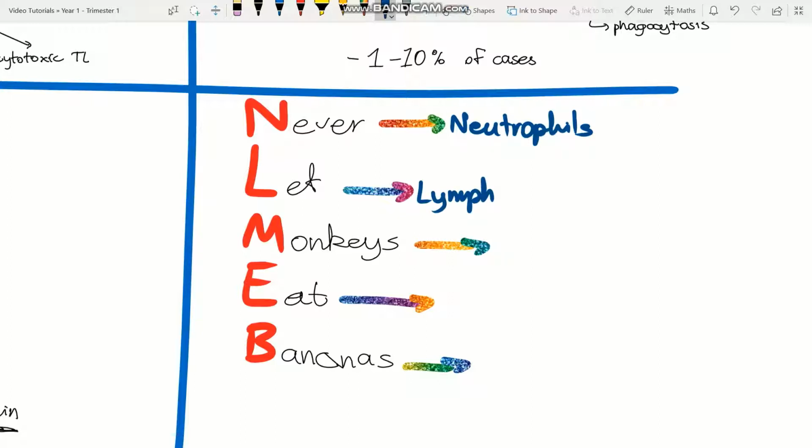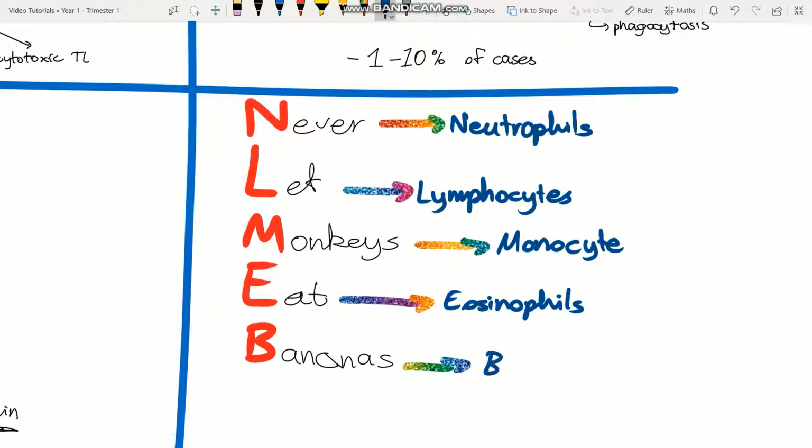Now, the interesting aspect of this mnemonic is that not only does it help you remember the different types of white blood cells that are present in the body, but it also allows you to remember the decreasing presence that they have in the blood. So, as we mentioned before, neutrophils are the most present, so let's just average it out to 60%.